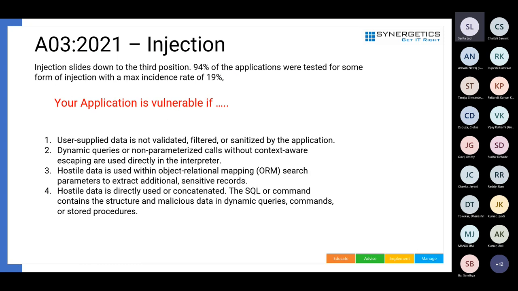Now, the third one is injection. We are going to see it practically. Generally, SQL injections happen to tamper the data. So the backend can be tampered using SQL injections. User supplied data is not validated, filtered or sanitized by the application. And second, if your queries are dynamic or non-parameterized queries, then hostile data can be inserted in your application by the hacker, and your backend can be tampered.